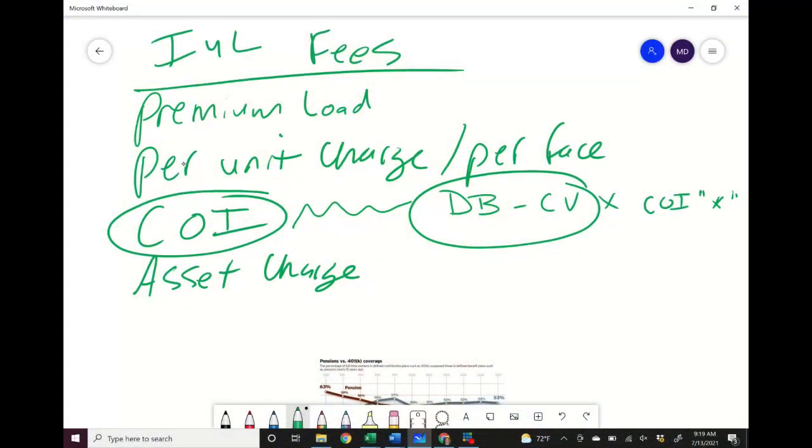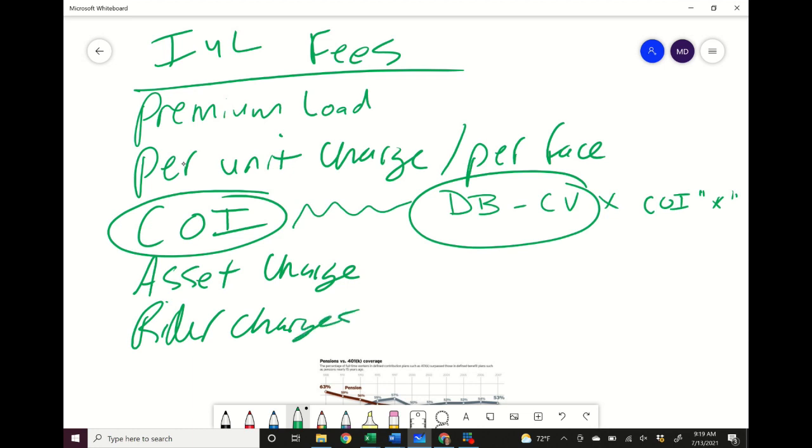We're not a fan of big asset-based charges on policies, because really what it's doing is shifting the risk to you instead of the company bearing the risk for the returns. But that's asset-based charges. And then the last one that we'll add here is going to be rider charges.